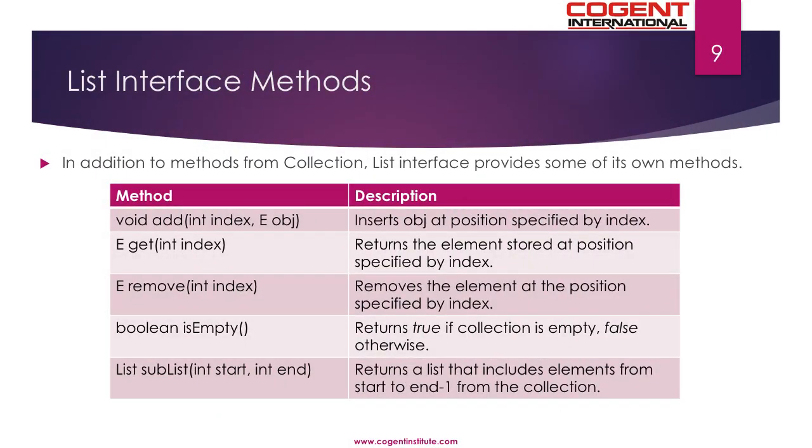Here are methods provided by the list interface. In addition to the methods from the collection interface, the list interface provides some of its own methods. Add inserts obj at the position specified by the index. Get returns the element stored at the position specified by the index. Remove removes the element at the position specified by the index. IsEmpty returns true if the collection is empty, false otherwise. SubList returns a list that includes elements from start to end minus 1 from the collection.